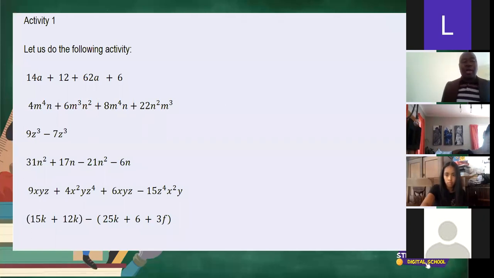Can we go to the fifth one? 9xyz plus 4x squared yz to the power 4 plus 6xyz minus 15z to the power 4 x to the power 2 y. Can we simplify this expression?